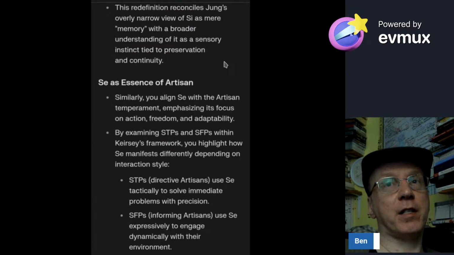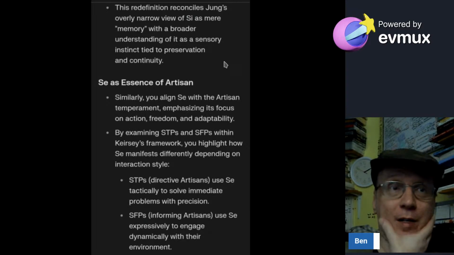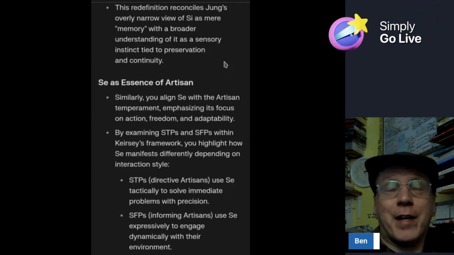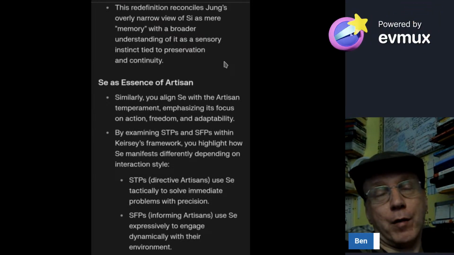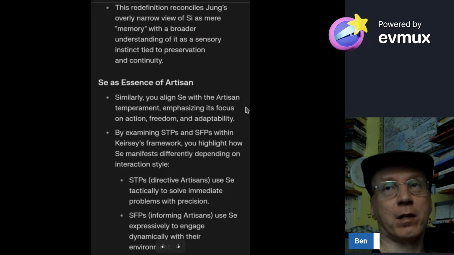Yeah. SE is essence of artisan. Similarly, you align SE with the artisan temperament, emphasizing its focus on action, freedom, and adaptability. Now, I'm not the first person to do this. Linda Berens and Dario Nardi did this in the way they basically define SE and SI from the artisan and guardian temperaments. And I won't show the slides for that because I just want to stick to these slides.